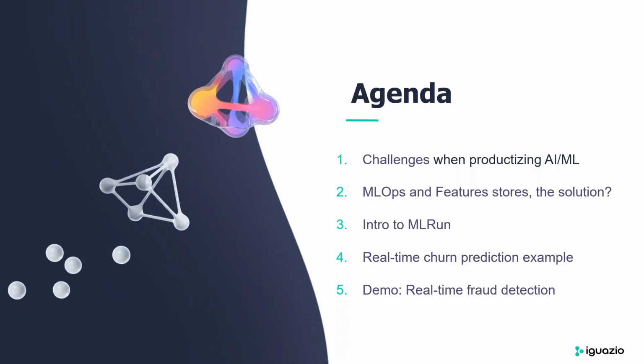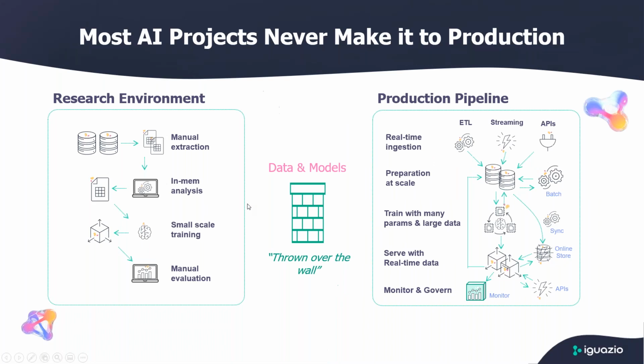We'll go into a real-time churn prediction example to understand how you model a problem, how you break it into building blocks, and how you develop it. And we'll see a different demo of real-time fraud detection. We're using, again, machine learning models and real-time streaming data in order to detect fraud and do some action based on that.